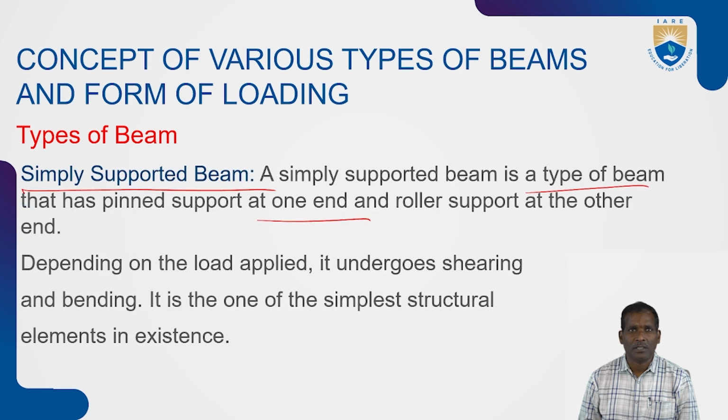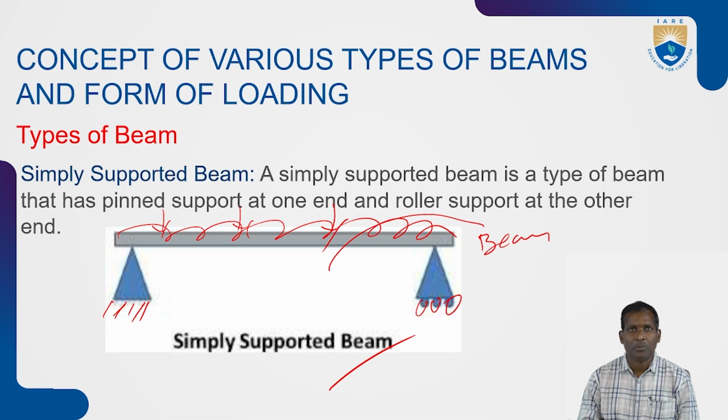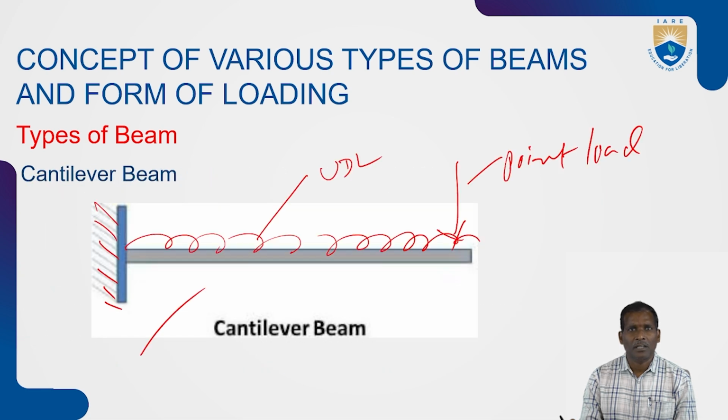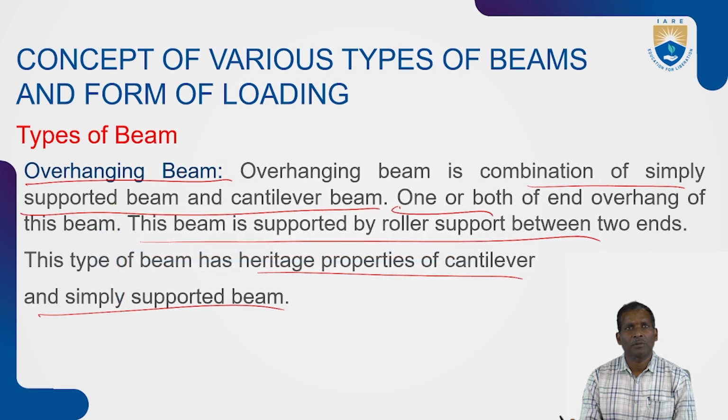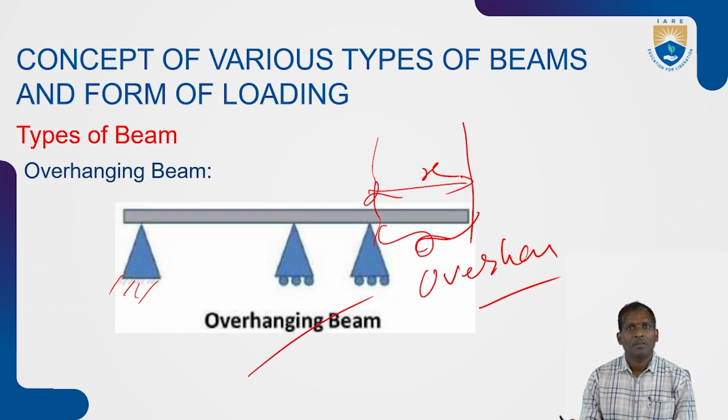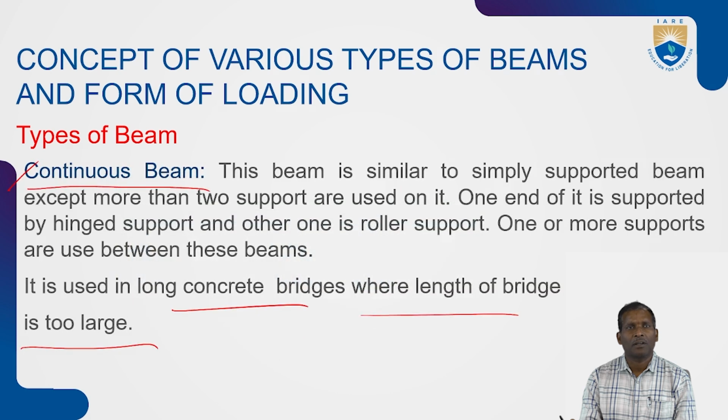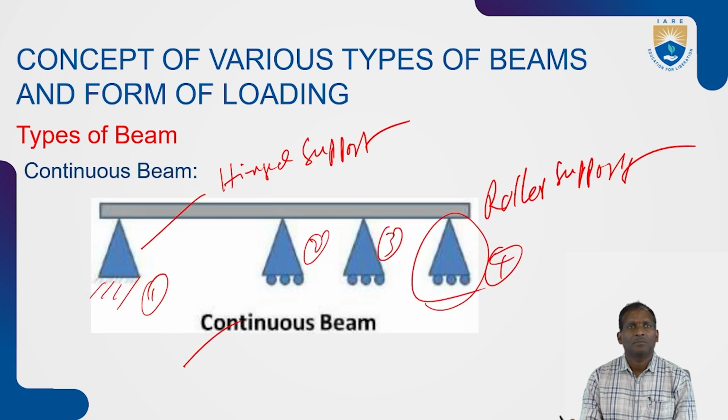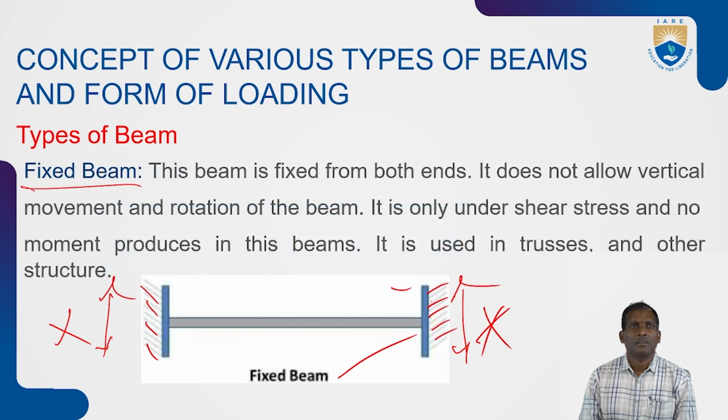And also we have seen the diagrams for simply supported beam, and then cantilever beam, and then overhanging beam, and continuous beam. The continuous beam is also shown in this figure. The types of beams: fixed beam.